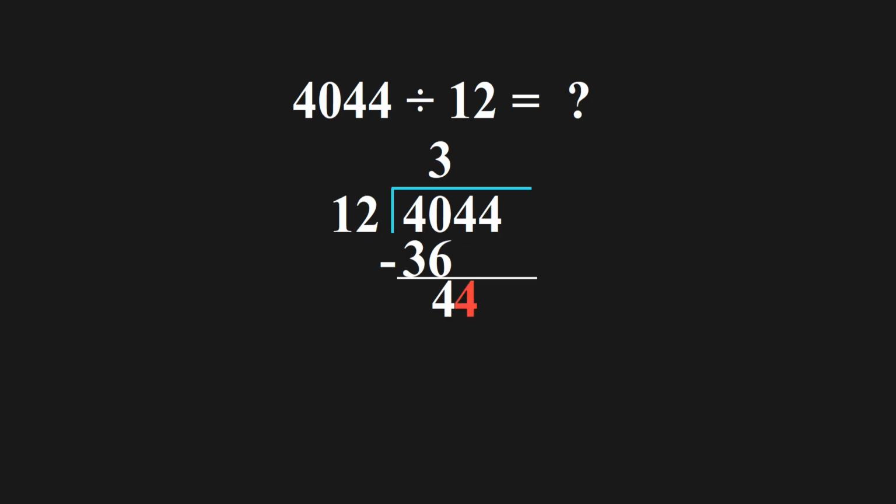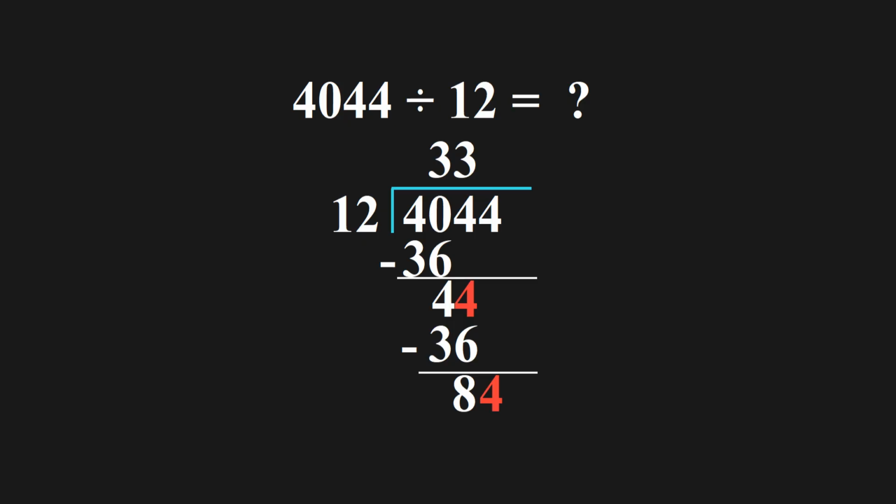How many 12 are in 44? The answer is 3. Now multiply 3 by 12, which gives us 36. Draw a line and subtract 44 minus 36, which leaves us with 8. Now we bring down the next digit, 4, and this makes our new number 84.